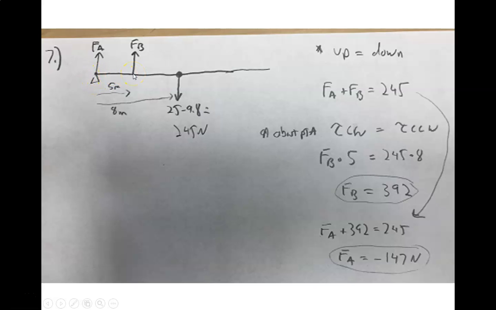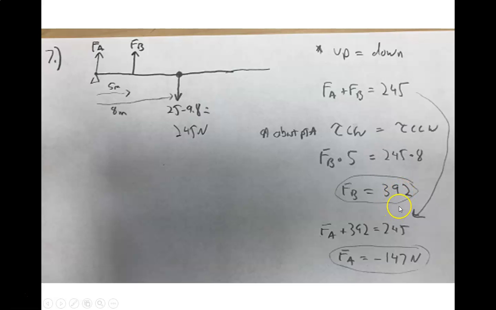Force B is going to be my counterclockwise. I've got that labeled wrong. This should be a counterclockwise torque, and that should be a clockwise torque. But I think you'll be able to figure it out from there. So my counterclockwise torque is FB times 5. The equations are still going to work out the same. FB times 5 equals my clockwise torque, which is 245 times 8. And we get that FB is equal to 392 newtons.